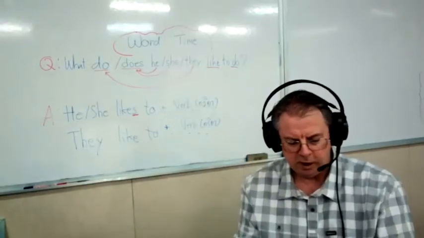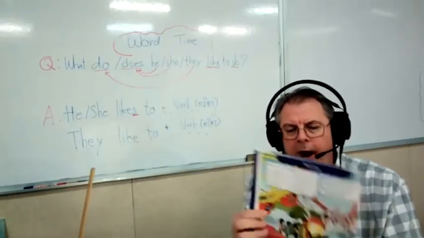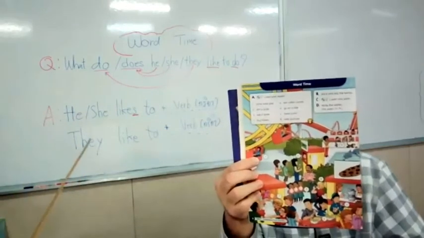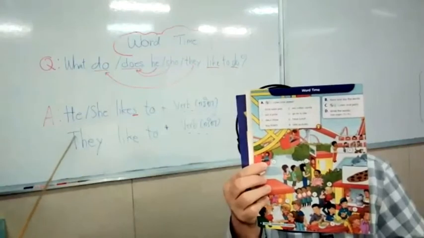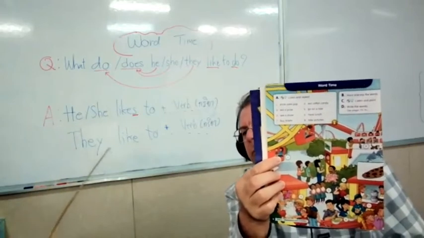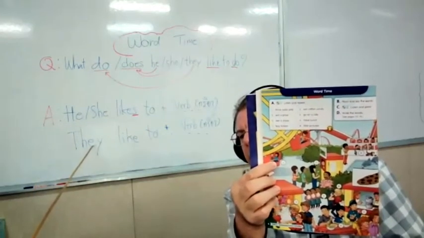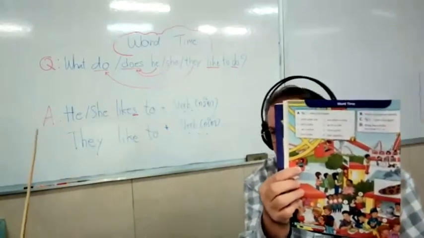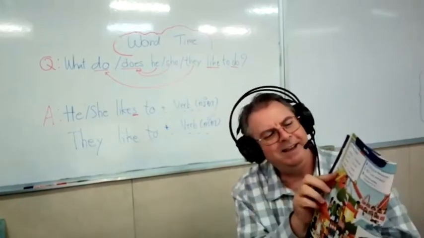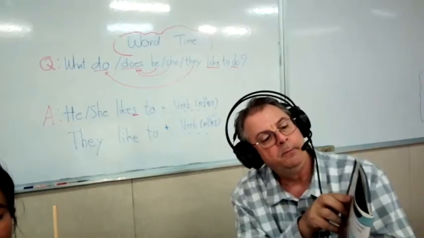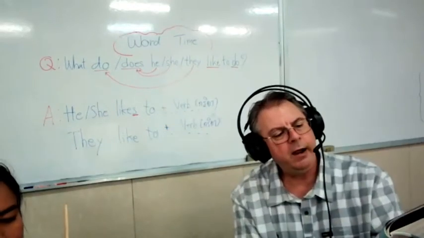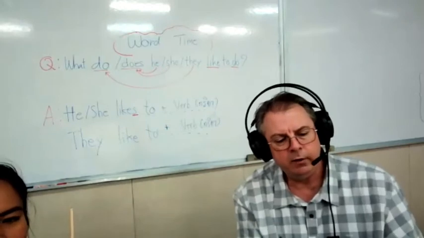Number four. Alright, I see two people sitting on the Ferris wheel. So what do they like to do? They like to go on a ride. That's right, they like to go on a ride. Great job. 5 points. Even with that noise, you still got it right. Picture number 5. Number 5, who raised their hand first? I'm gonna pick the one who raised hands.